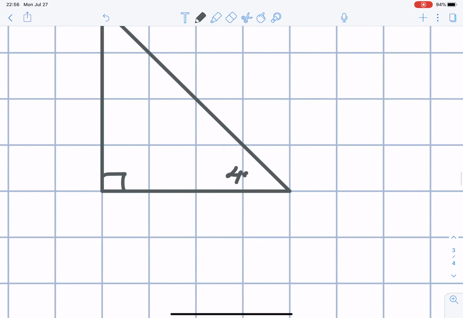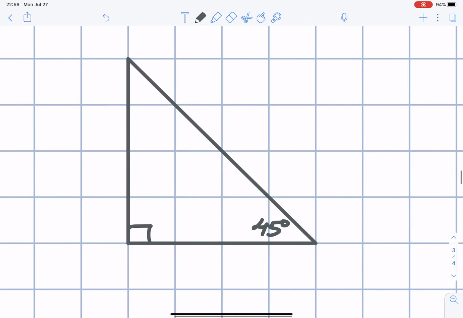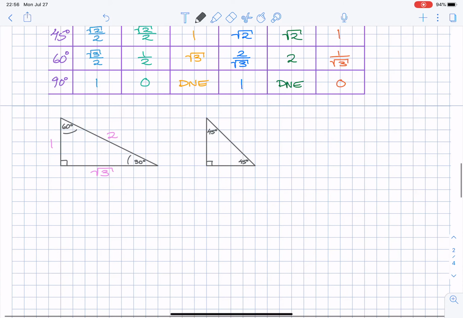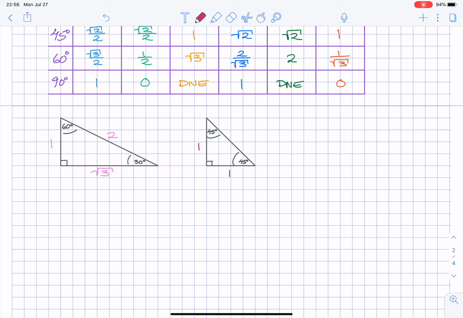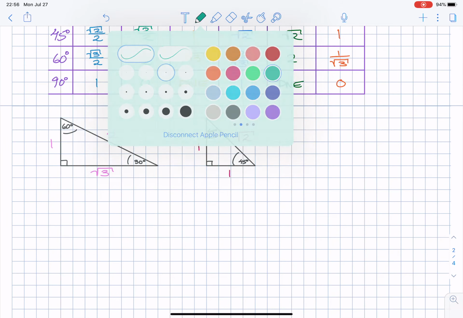So 45 degrees, 45 degrees. The sides are in a ratio of 1 to the square root of 2. So this is 1 to the square root of 2, side to hypotenuse. Okay, so let's note.